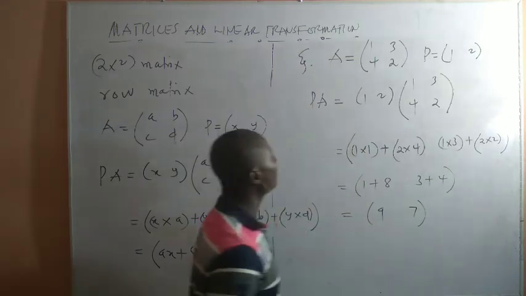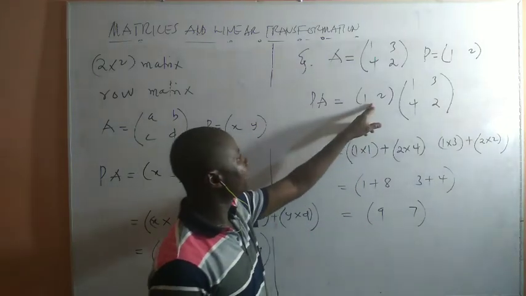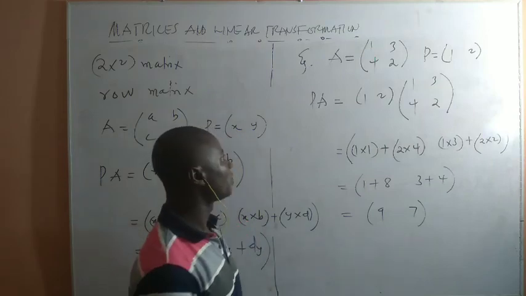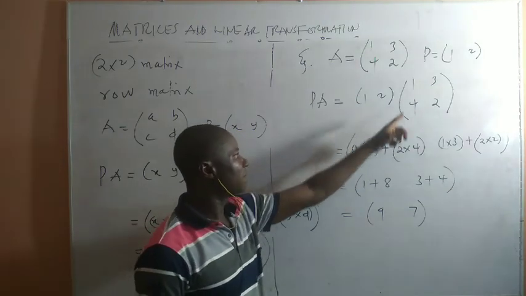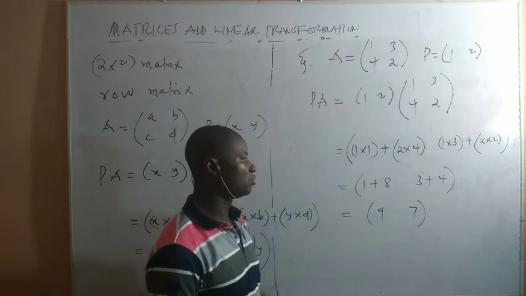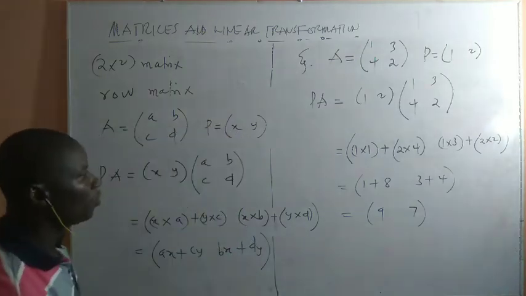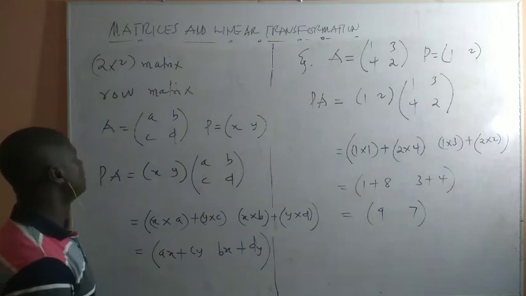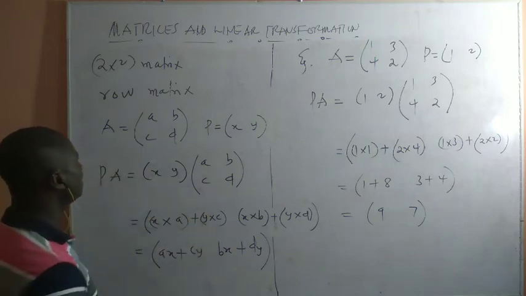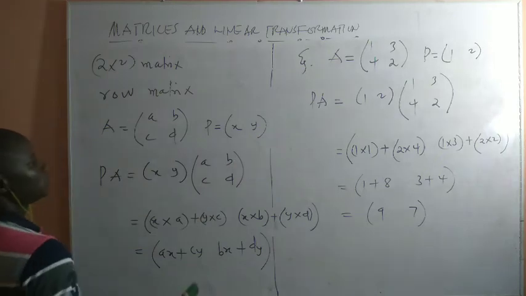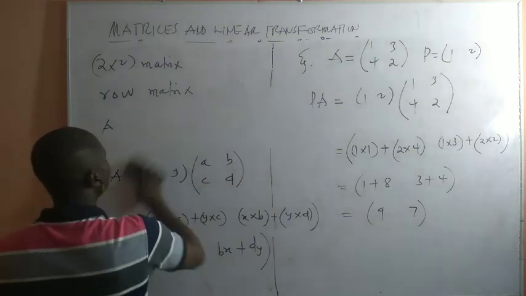So don't forget that when we multiply a row matrix by a 2 by 2 matrix, the result is also a row matrix. So in general, that is how we multiply a row matrix by a 2 by 2 matrix.